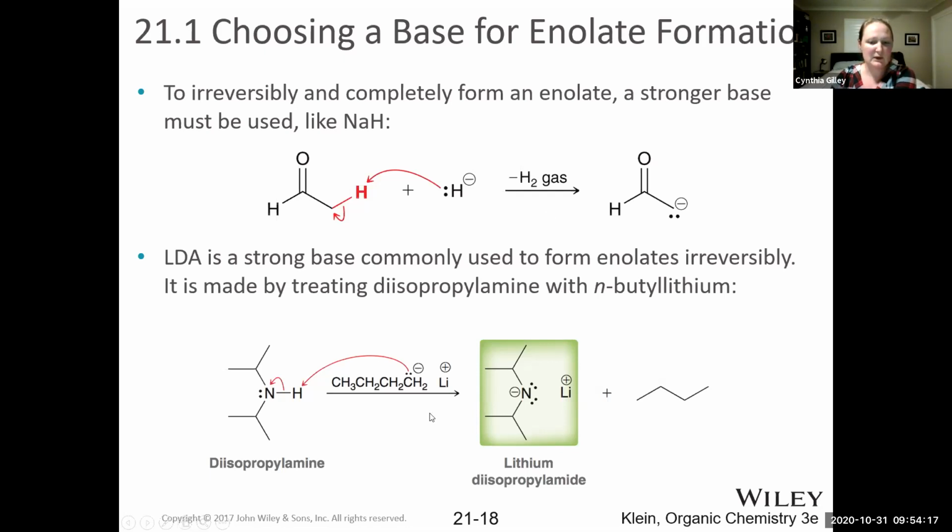Another base that we could use is a base that's called LDA.